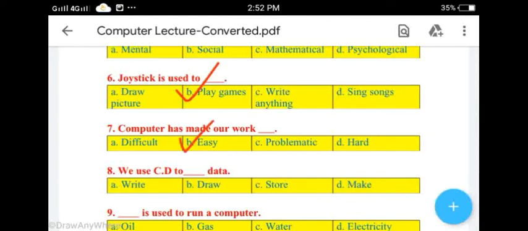Now let's read another question. We use CD or compact disc to dash data. So we have to know what is the use of CD. CD means compact disc. So let's read option A write, option B draw, option C store, option D make. We know that compact disc is used to store data. So our correct answer is C. So we can put tick mark on C. This is the correct answer. We use CD to store data.